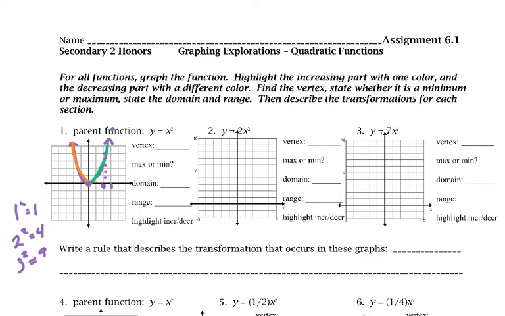And so that means that if I input 3, I'm going to get out 9. If I input 2, I'm going to get out 4. If I input 0, I'm going to get 0. If I input -1, I'll get +1. And so there's that pattern that exists.